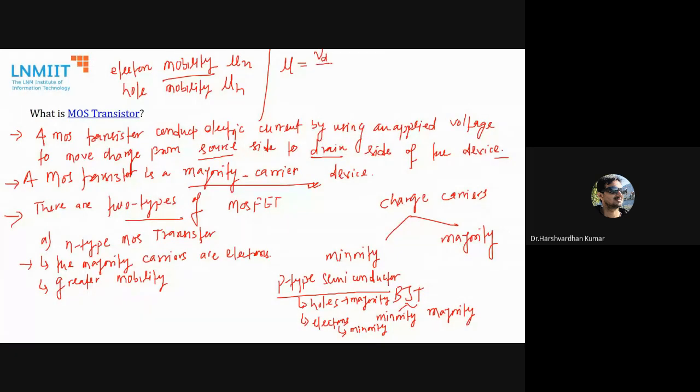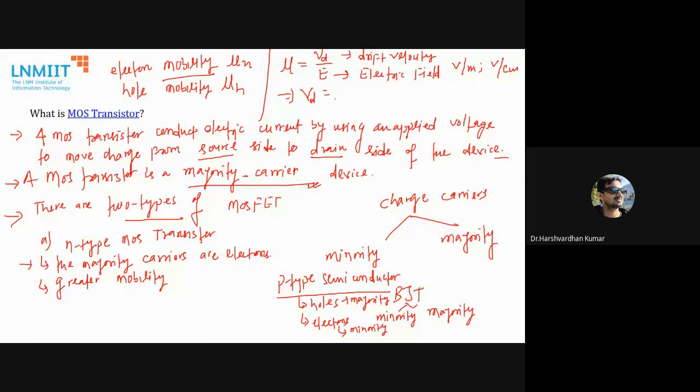VD upon E, right? So VD upon E, where VD is the drift velocity and E is the electric field. What is the unit of electric field? It is measured either in volt per meter, or volt per centimeter, right?